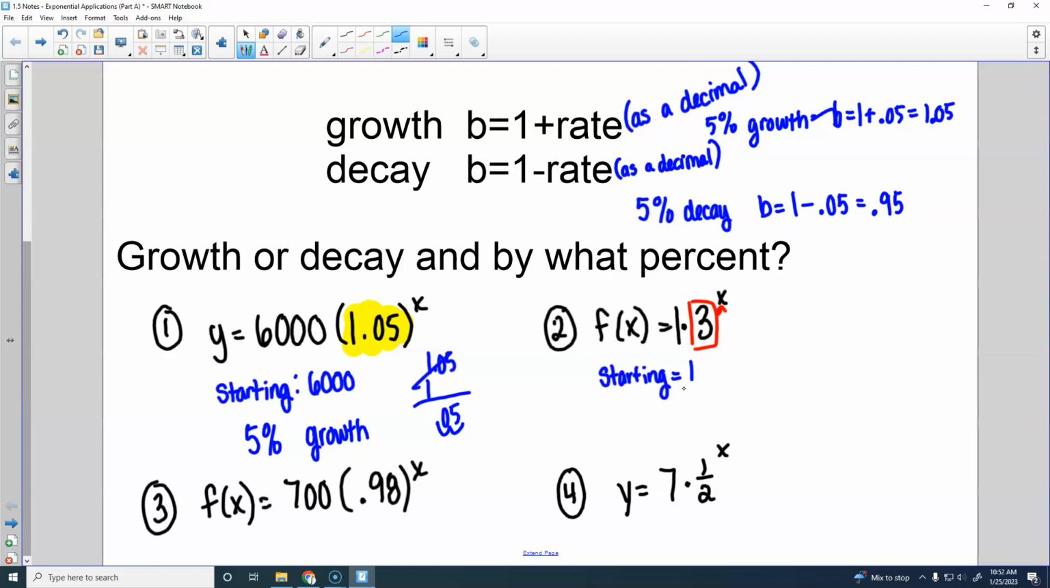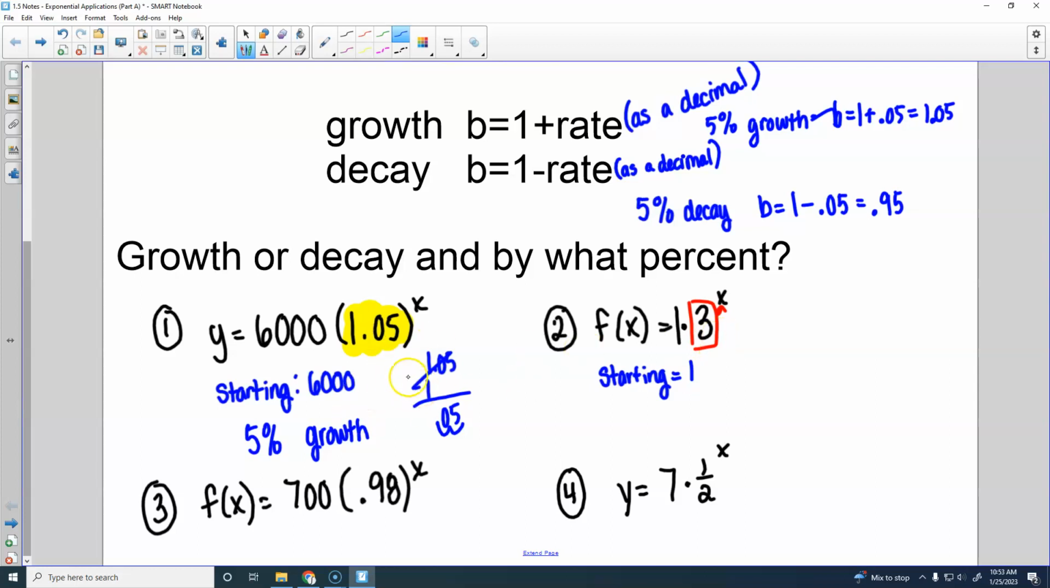Okay? So if I want to know about growth here, what's happening is I'm multiplying by 3 each time. So that means I'm tripling whatever is there. So if I start off with 1, I'll triple it, I'll get 3. I'll triple it again, I'll get 9, and so on. That's what my values will look like. What percent growth is tripling? It's 200. This is always a little bit confusing for me.